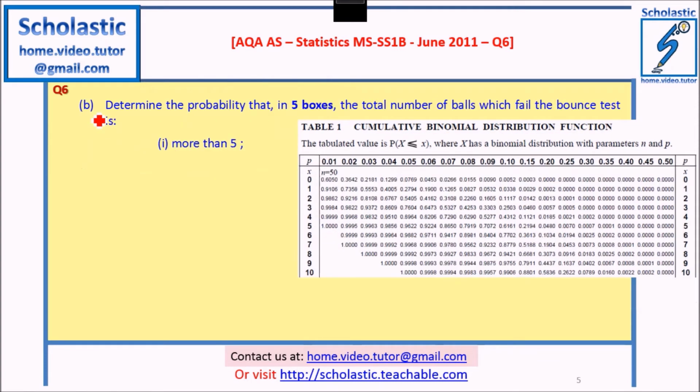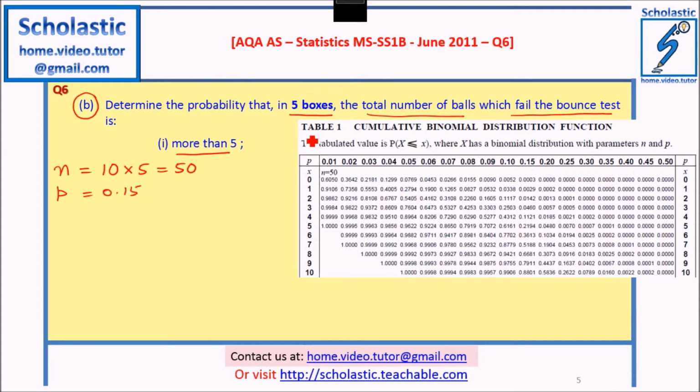Good. Now question number 6, part B. Let's see the question. Determine the probability that in 5 boxes the total number of balls which fail the bounce test is more than 5. So now we have a different condition, because now our n is equal to 10 in one box. There are 5 boxes, so 50. N becomes 50. The probability of failure is still 0.15.